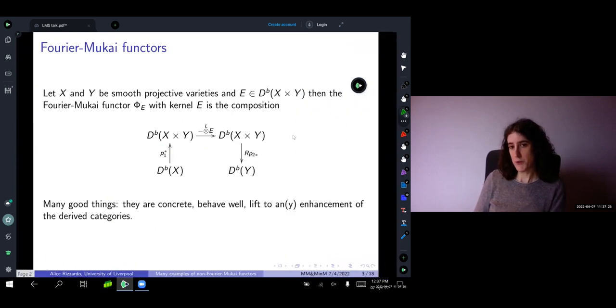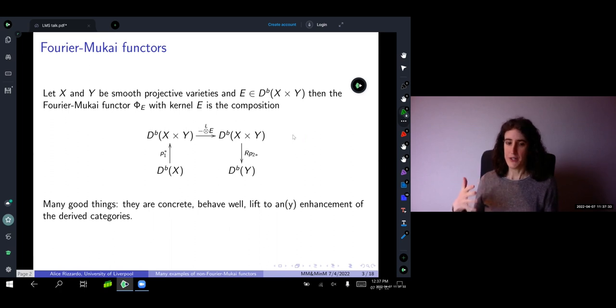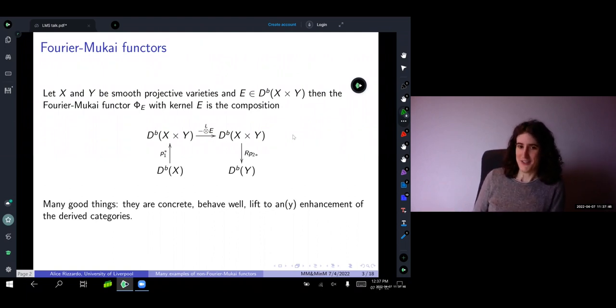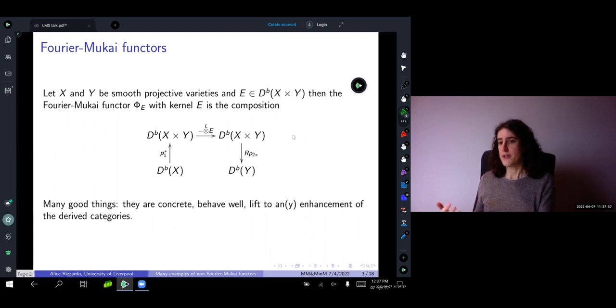So why do we like these functors? First of all, they are very concrete. You can really just say what they are. You just need to give an element in the derived category of the product, and that defines the functor completely. And they're so concrete, I even drew one for you, which is not something you can usually do for a functor. And they're very well behaved. So for example, we have very general formulas for adjoints and compositions of Fourier-Mukai functors.